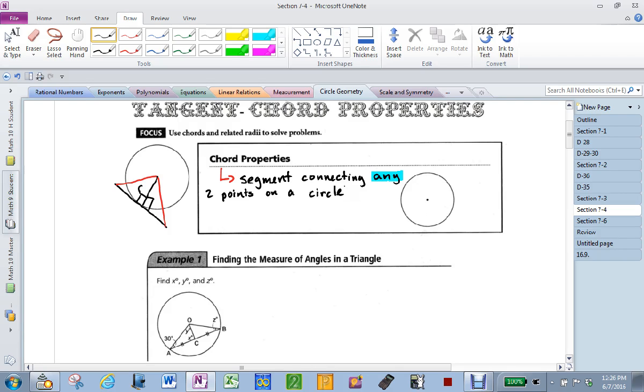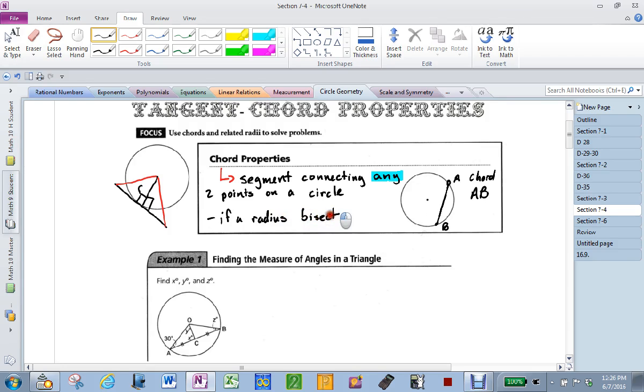So let's over here draw a chord. I'm going to draw that chord in black. This is chord AB. Could I also call him chord BA? Yes, of course I can. That is chord AB.